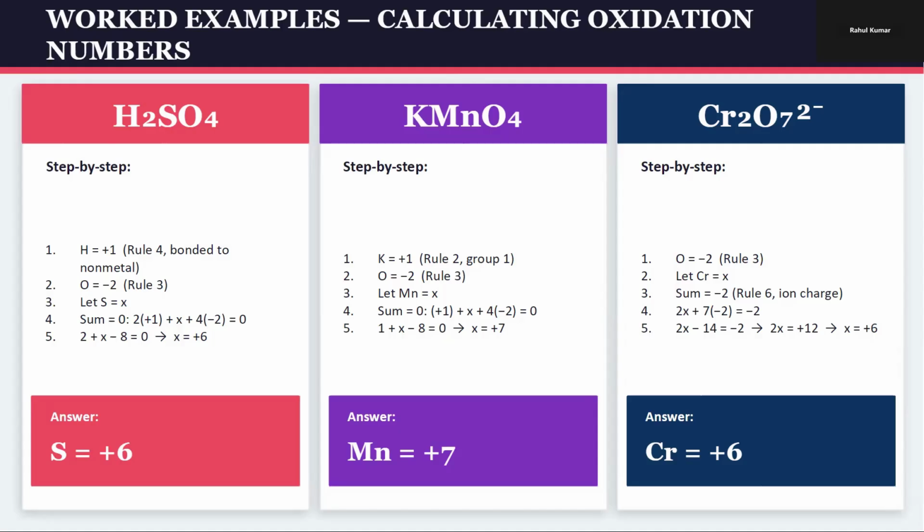Now for KMnO4, potassium is +1 according to rule 2, as it is from group 1. Oxygen is -2 from rule 3. So let manganese be X, and the total charge equals 0 because it's a neutral compound. If you solve here, you will find X is equal to +7. Now Cr2O7 2-. Here oxygen is -2 from rule 3. Let chromium be X, and the sum is equal to -2 because the overall charge is -2. So if you write the equation, 2 times X for chromium plus 7 times -2 for oxygen equals -2. Then you solve for X, and you get X equal to +6. So the chromium oxidation state is +6.